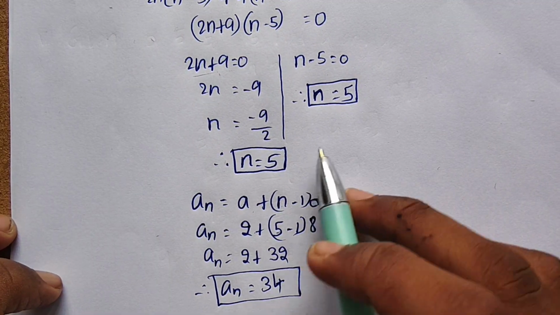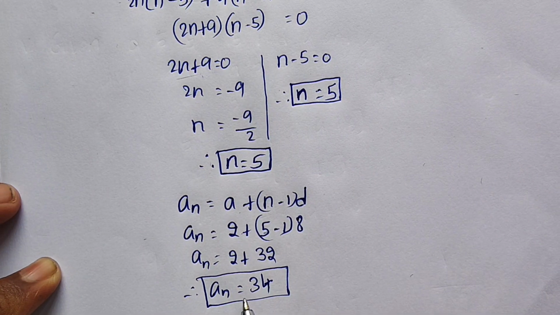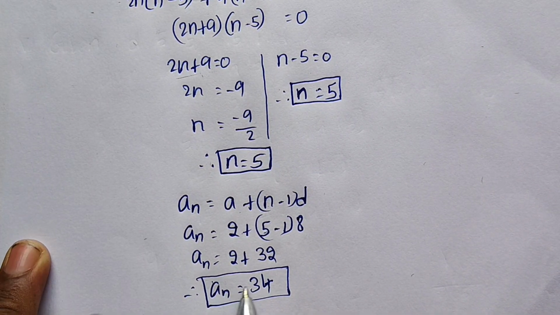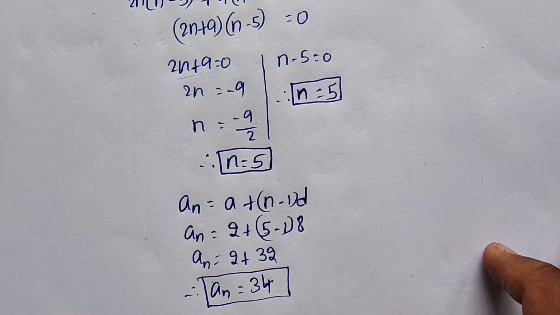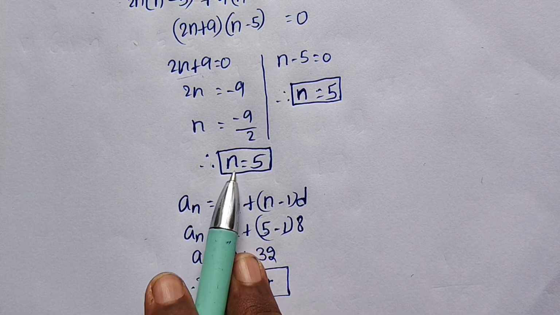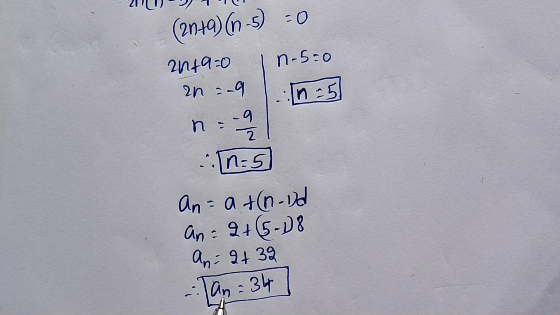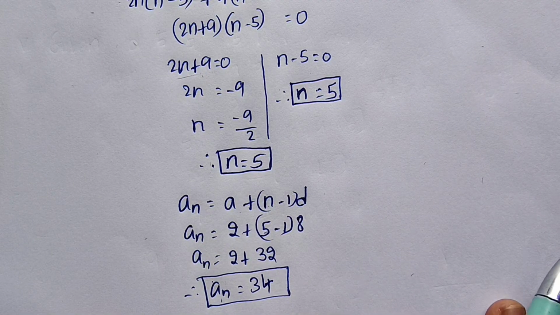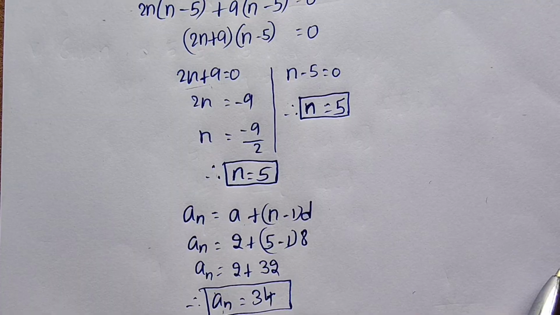So we got the value of n is equal to 5 and the value of a base n, which means the nth term, is equal to 34. So we have completed the sixth question by getting the values of n is equal to 5 and a base n is equal to 34. Now let's go to the seventh question.